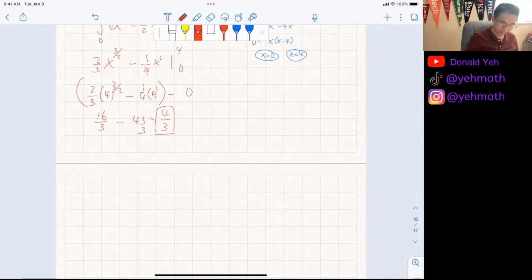Area between the curve. Area between the curve. So I'm gonna give you two functions. We're gonna call it f of x equals 2 minus x squared, and g of x is equal to x. I want you to find the area between the curve.